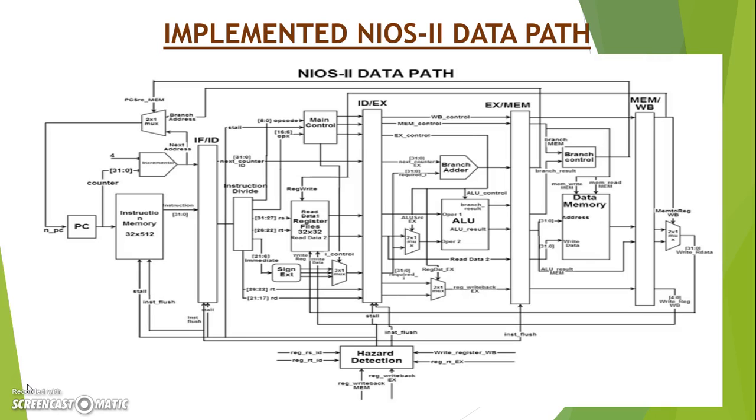The opcode and OPX are given as input to the main control module, which generates various control signals for all the stages. The source register and target register are used to point at the locations in the register file. The 16-bit immediate offset is given to the sign extender block, which generates 3 different 32-bit versions of the immediate offset.